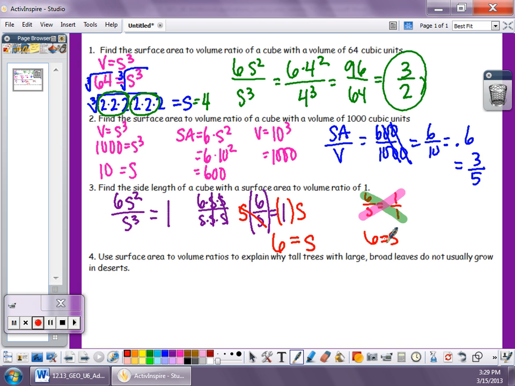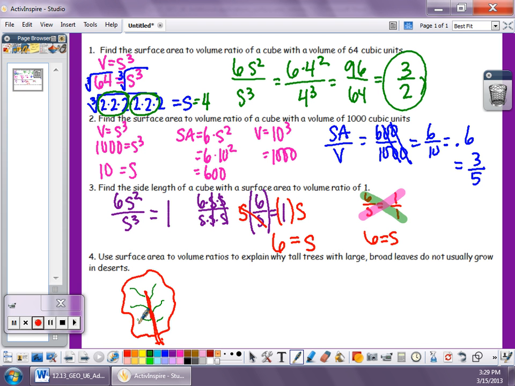Either way, same thing. Use the surface area to volume ratios to explain why tall trees with large, broad leaves usually don't grow in deserts. Well, if you think about it, a really tall tree is going to be closer to the sun. And if you have a really broad leaf, please pardon the drawing, then you have really little veins coming out of the tree. If you think about it, look at how much surface area is on that leaf.